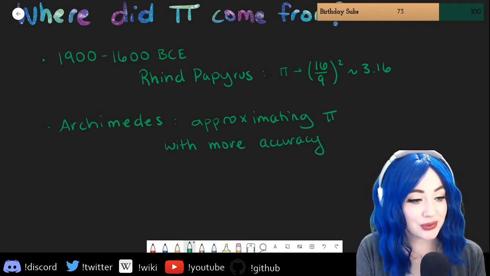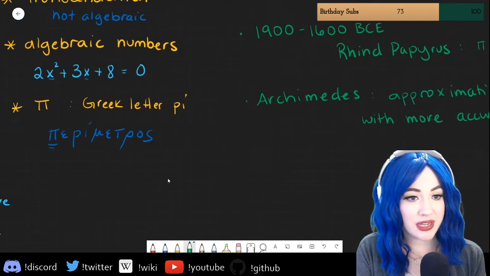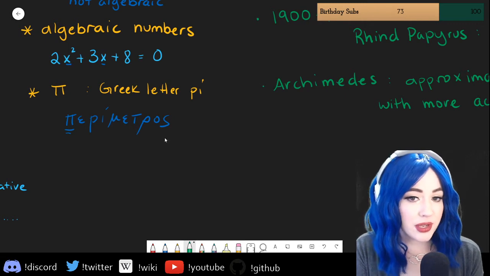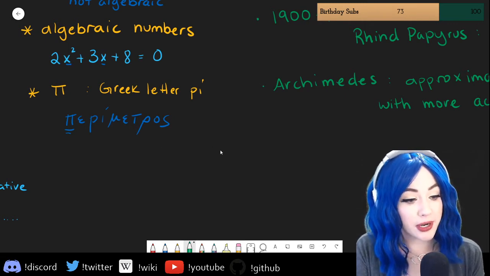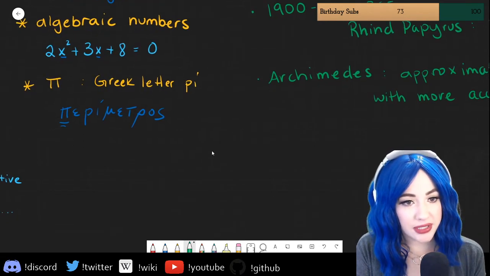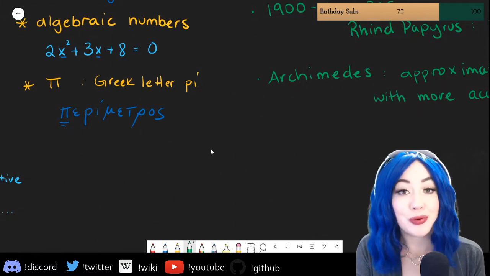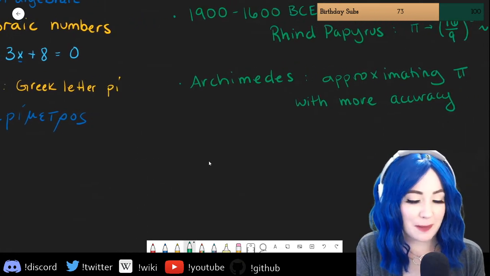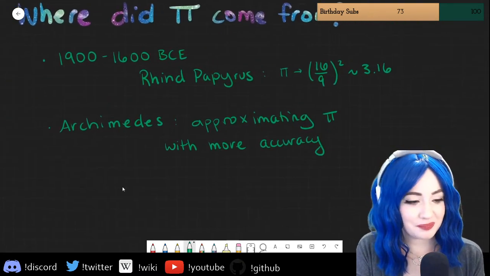And yes, Luke, the pi symbol does come from Greek. So we talked about that earlier. It comes from the Greek perimetros, which is the word for perimeter, because pi was first calculated in a way that relates to the perimeter or circumference of a circle. And so that's where pi comes from.